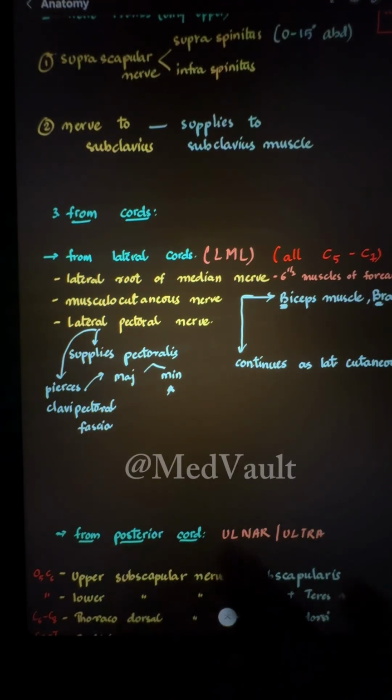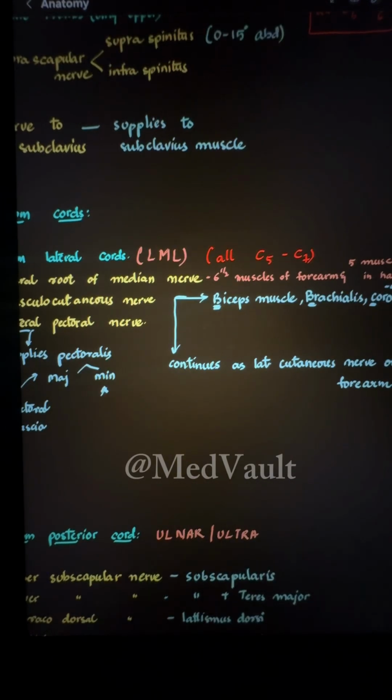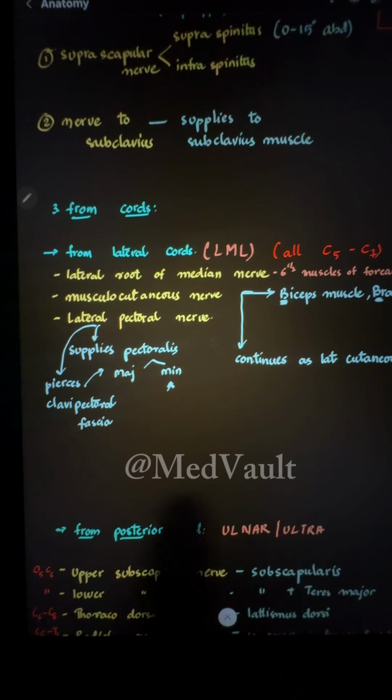Whereas for the musculocutaneous nerve, we remember BBC: biceps brachii muscle, brachialis muscle, and coracobrachialis. All these 3 muscles are supplied by the musculocutaneous nerve. After supplying them, it continues as the lateral cutaneous nerve of forearm. But for now, just remember this.